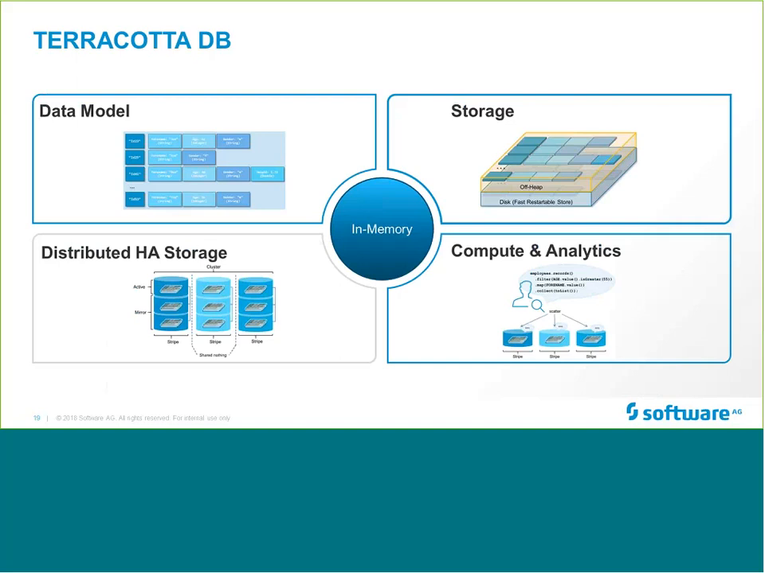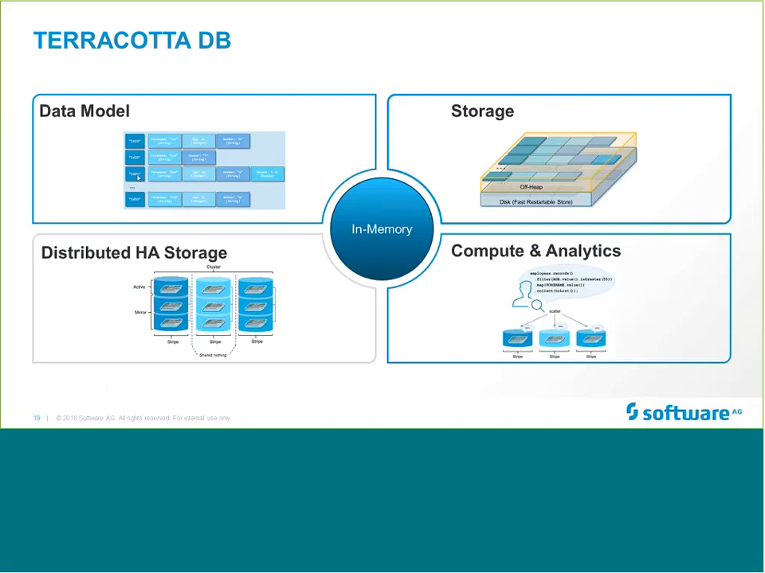And if you see here, three of them are blue color and one of them is in a gray color. So why? Because you see data model, storage, compute and analytics. These are the three components which are built from scratch for your storage needs for the TC Store API. Distributed HA storage is, however, in gray.